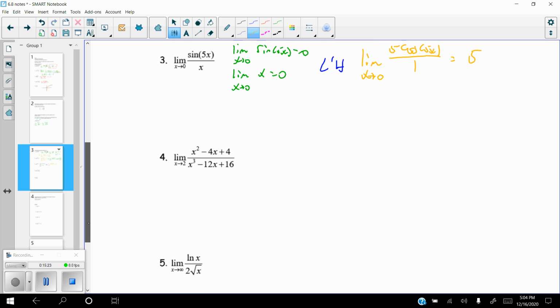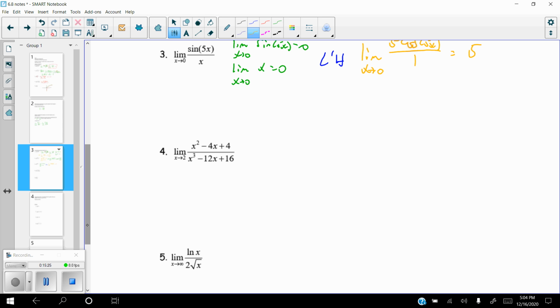Instead of doing all the factoring, once again, you would write out your limit. I'm going to skip that because I'm trying to save some time here. We are going to get 0 on top and 0 on the bottom. So we know we can apply L'Hopital's rule. So that means I'm going to take the limit as x approaches 2. Now, take the derivative of the numerator, 2x minus 4, over the derivative of the denominator, 3x squared minus 12.